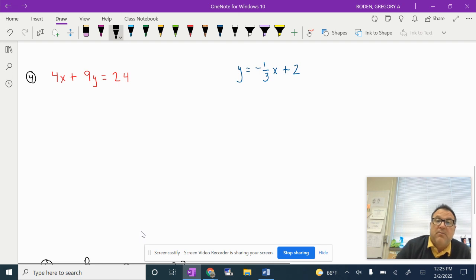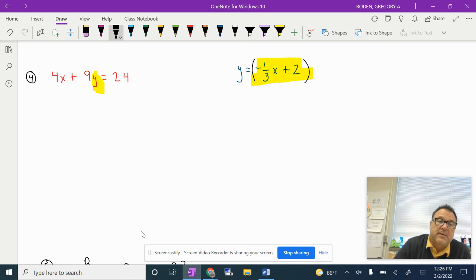So now I know that y equals negative 1/3 x plus 2. So what I'm going to do is take this negative 1/3 x plus 2, and put it in for this y right here in the red equation, because it's already solved for y in the blue equation. And remember, I want to put parentheses around that.